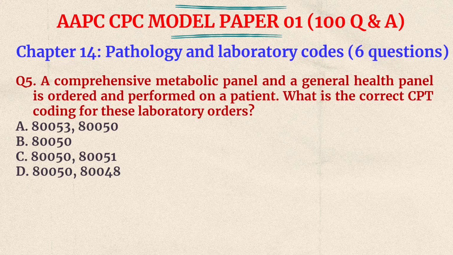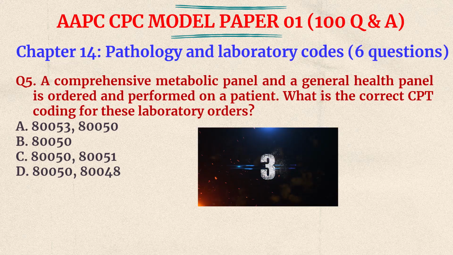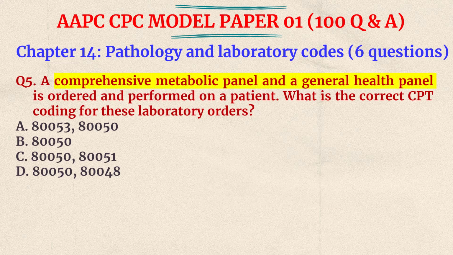What is the correct CPT coding for these laboratory orders? So you can see there are 80,000 codes available. So please pause the video, take your CPT code books and find the answer. 3, 2, 1. In this case, you have to highlight this is comprehensive metabolic panel and general health panel.